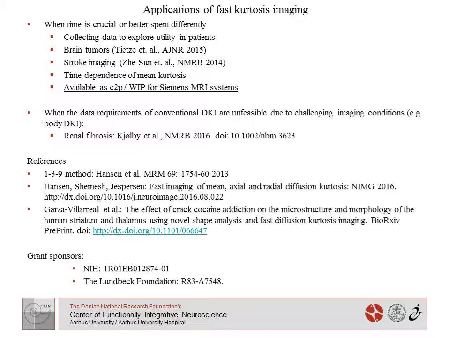We also think that fast kurtosis imaging might have use outside of the brain, for instance in imaging of the major organs of the body, where imaging conditions are quite challenging. We have a report coming out in connection with imaging of fibrotic kidneys in MRM Biomedicine, where we apply the 199 technique. Also, I'd like to point your attention to a recent report from NeuroImage, where we show fast imaging of axial and radial kurtosis, and this application study by Eduardo et al., where he uses this technique to evaluate the effect of crack cocaine addiction. This is available on bioRxiv.